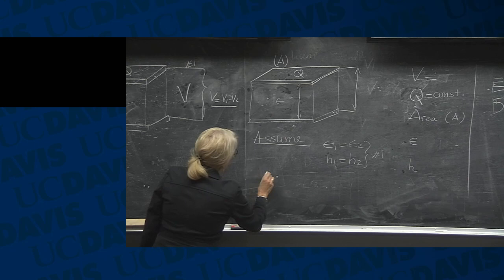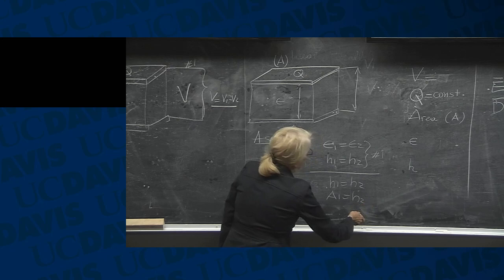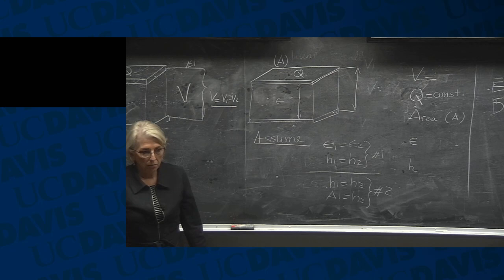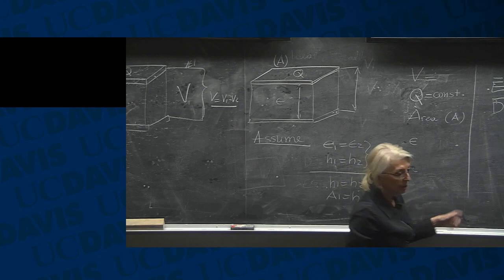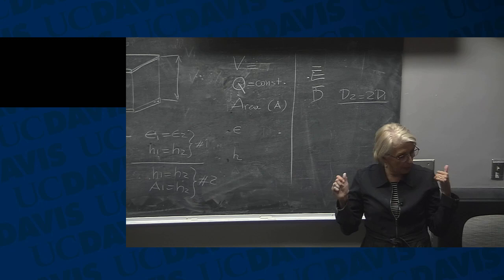Possibility number two: H1 is the same, area is the same, but epsilon can vary. I can put a different dielectric. And that will possibly give you a different answer. Because I have so many parameters, but I fixed only two, and you have others that have not been specified. That is what this problem allows you to do. So here is what I'm going to do tonight: I'm going to change it right after the class.